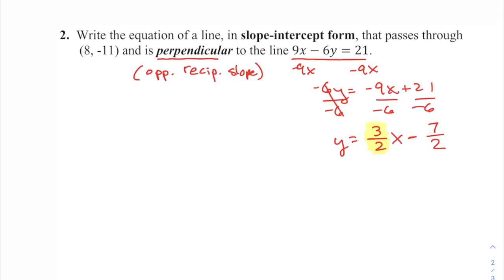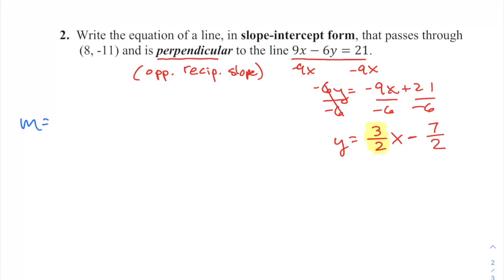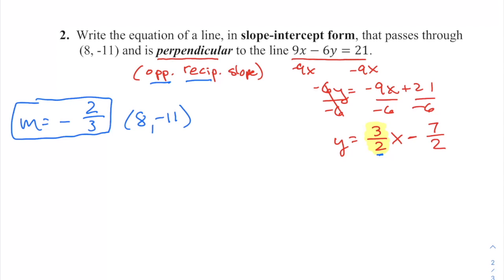And if the slope of this line is 3/2, that means mine has to be the opposite reciprocal of that. So the opposite reciprocal of positive 3/2 is negative, so it always has the opposite sign. That's what opposite means. And reciprocal means, you flip the fraction. So instead of positive 3/2, negative 2/3. So that's my slope for my line. And my line passes through the point (8, -11).